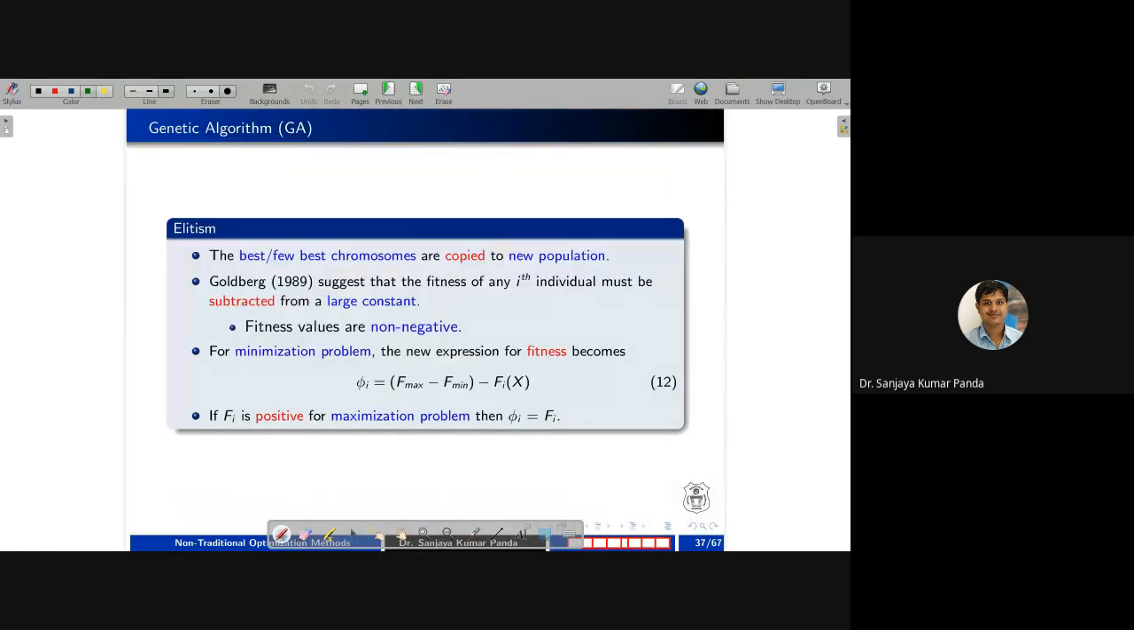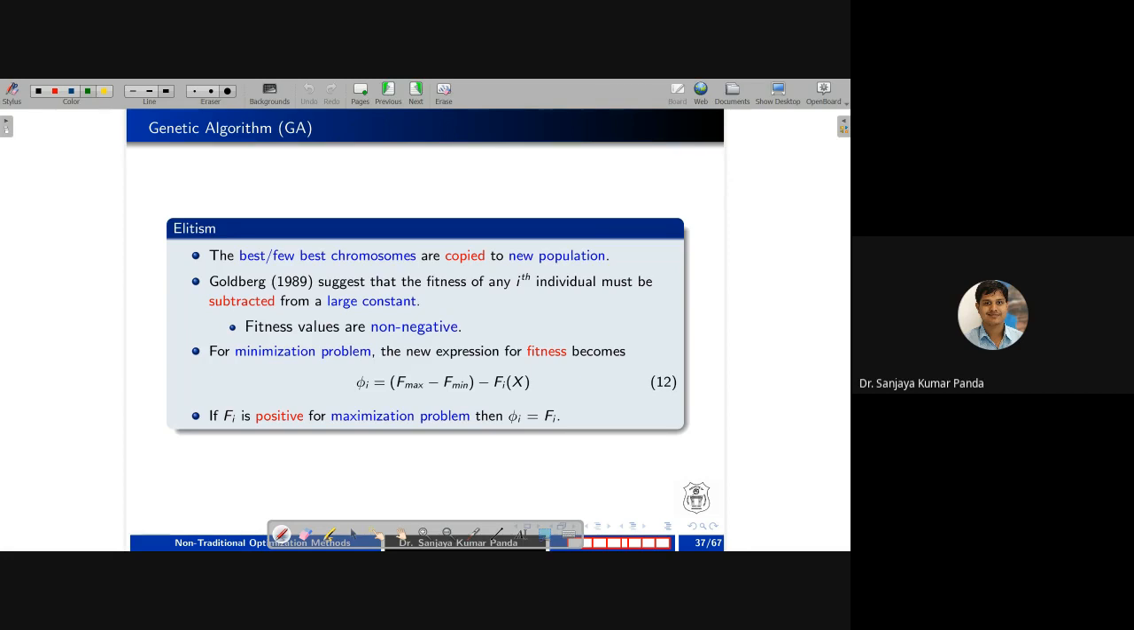There is another method called elitism, which says that the best and a few best chromosomes are to be copied to the new population. If someone is performing well, then you have to consider it. If someone is not performing well, you have to discard it. This method was proposed by Goldberg in 1989, and he suggested that the fitness of the ith individual must be subtracted from a large constant. So if the fitness value is subtracted from a very large value, definitely the value is non-negative, right?